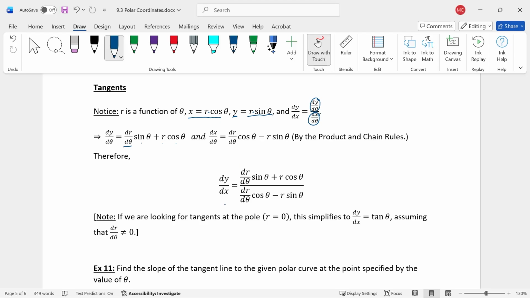Now, one thing to note is that if you're looking for tangents at the pole, that is, where r is 0, then you plug in r as 0, and this simplifies. The dr/d theta would then cancel, and you get left with sine of theta over cosine of theta, which is tangent of theta.